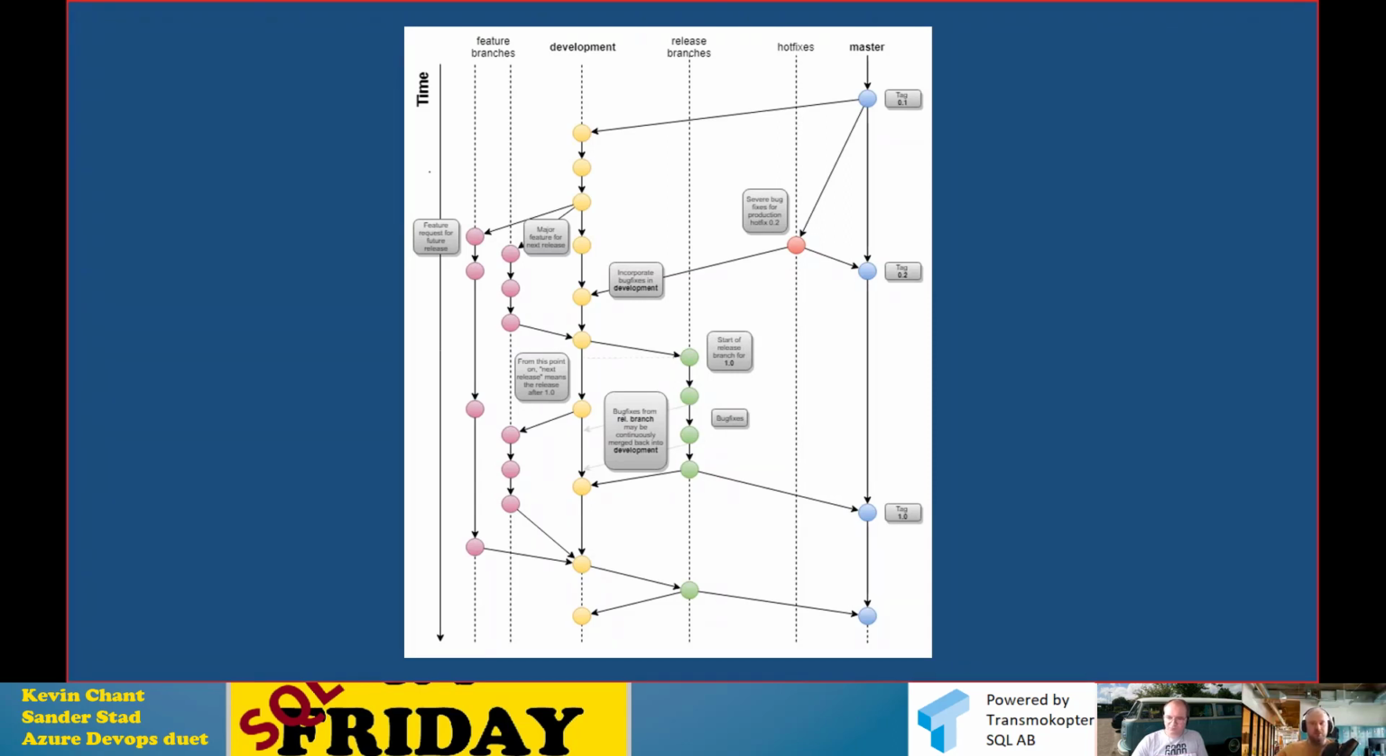With the GitHub workflow, there's not a development branch. There's only feature branches. So as soon as there is a feature which is successfully tested, it will be merged right into the master branch. And with Git flow, you also have to merge into development and then go to master.